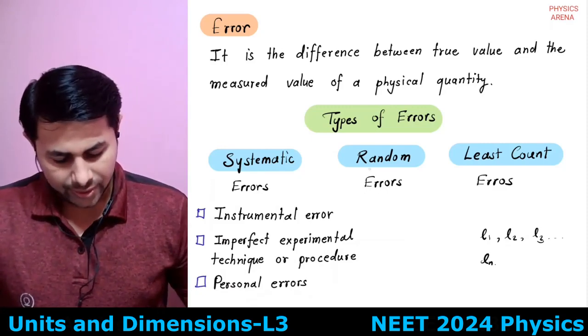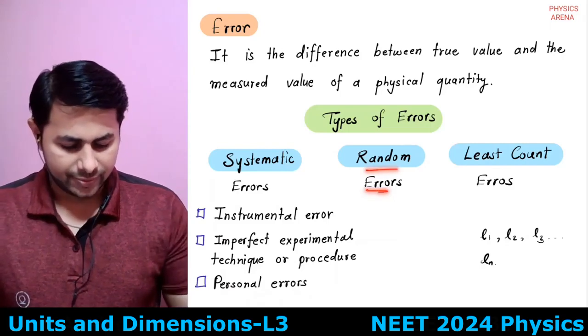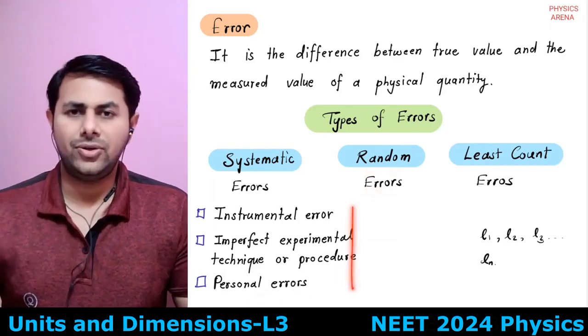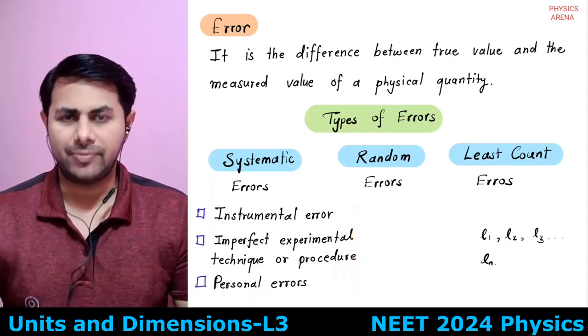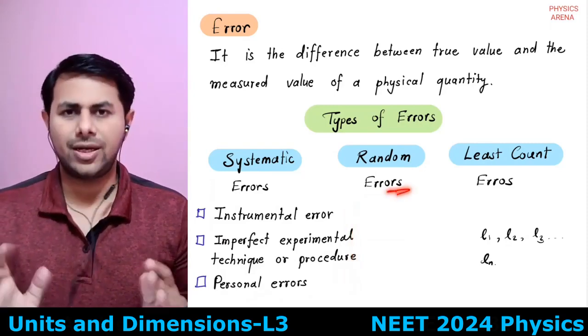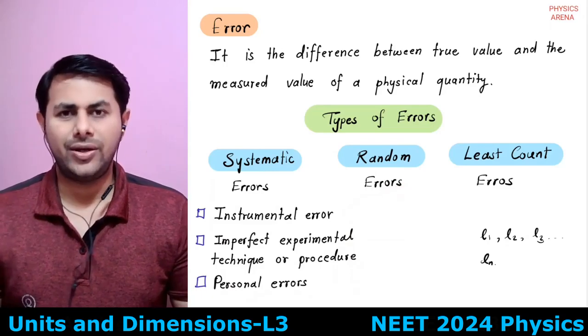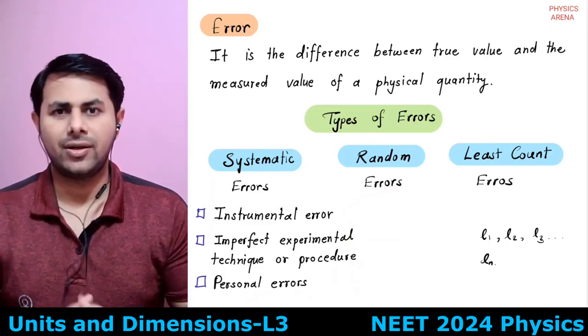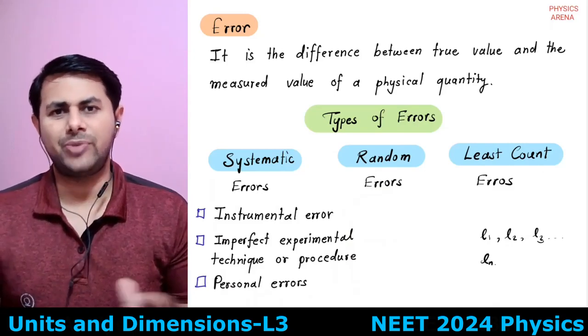All right, so next one is random errors. So now what are random errors? So systematic errors are in your hands, you can rectify them. Random errors, they are not in your hands. So for an example, you are measuring resistance of a resistor and there are some voltage fluctuations.